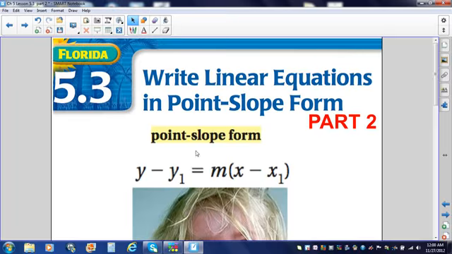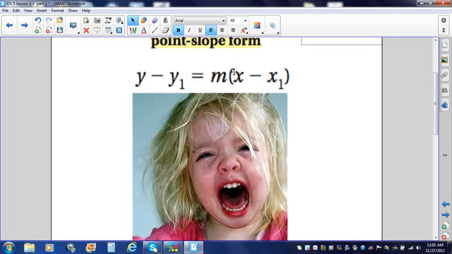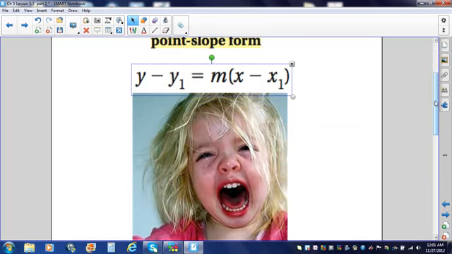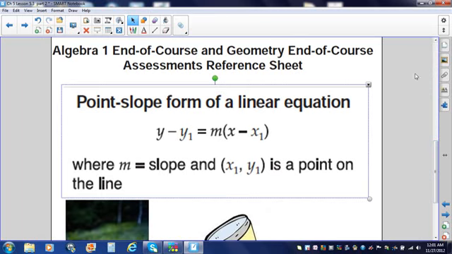Alright, please write down your notes. This is lesson 5.3, part 2. Remember, no screaming, no yammering. The point slope form is conveniently located for you on your EOC reference sheet.